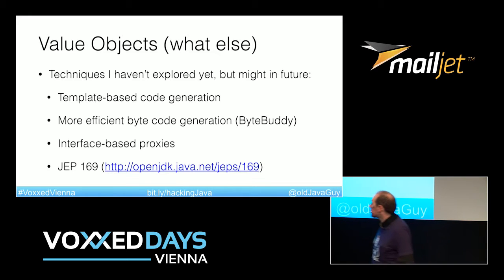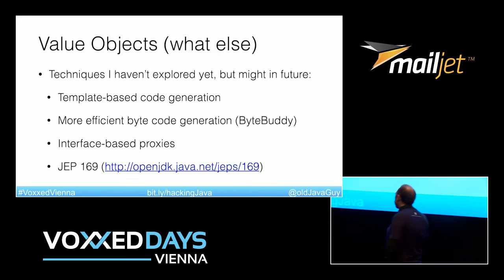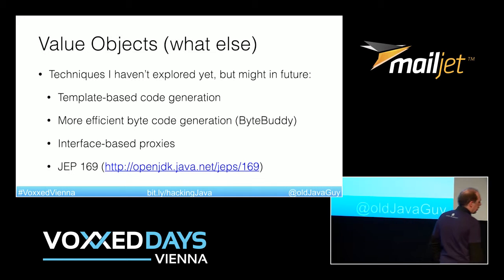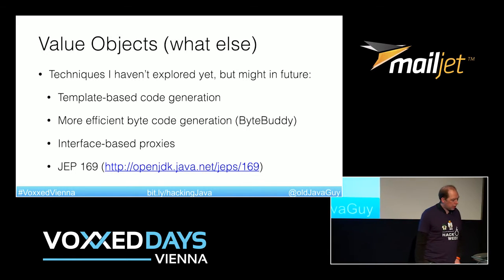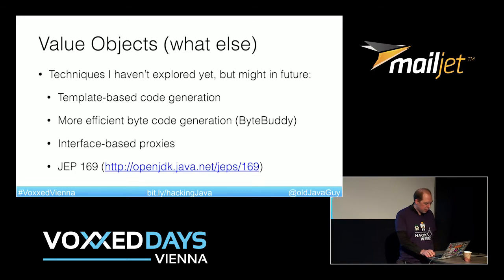And then, of course, there will be a new standard for value objects in Java 9, where value objects will be promoted to more native types. I haven't really looked into that because I don't think it solves all the problems, but it's there and you should have a look at it. That wraps up the first use case.